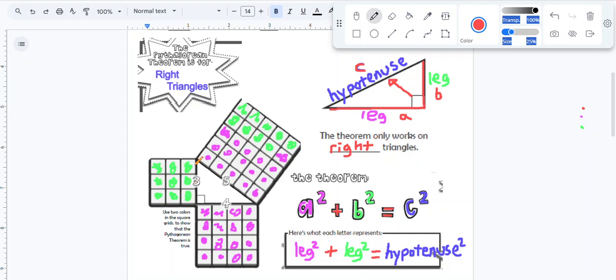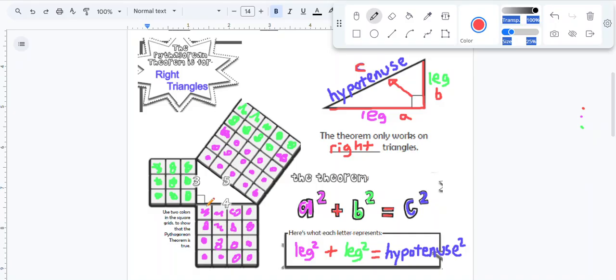And you can see here, if I take a leg squared, so this leg is 3, and if I square it, 3 squared is 9. I get 9 squares there, right? This leg here is 4. 4 squared is 16, so I have 16 squares here, right? And this is my hypotenuse. My hypotenuse here is 5.